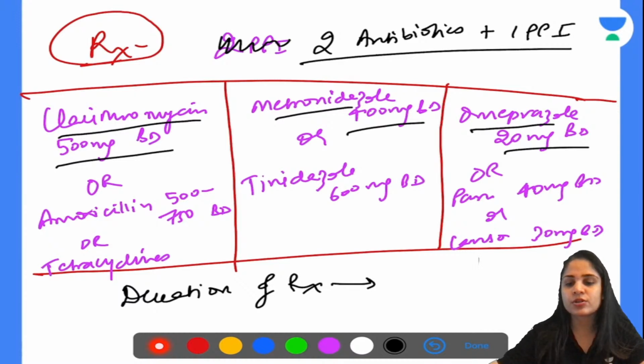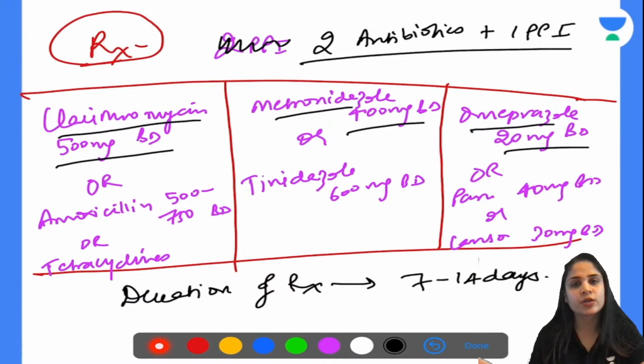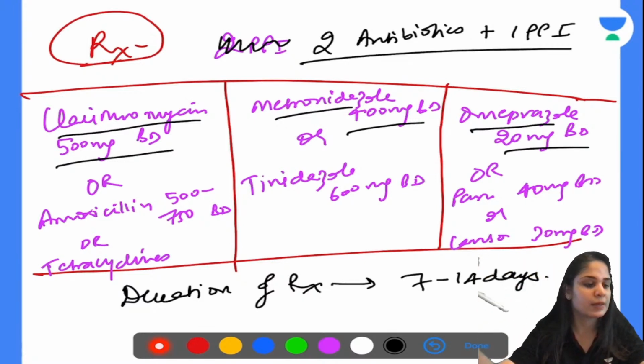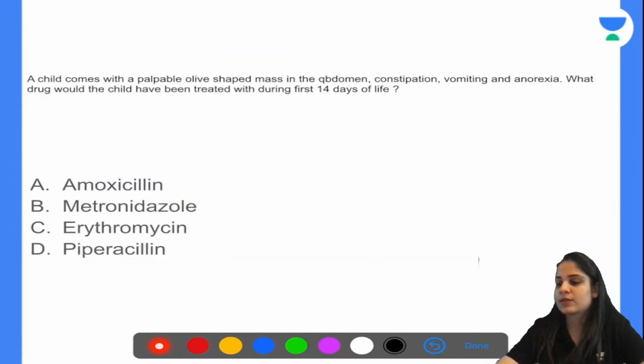Okay, what is the duration of treatment? Yes, duration of treatment is minimum of 7 to 14 days. And after the 14 days, what do you do? You stop the antibiotics and you continue with the PPIs at least for 1 month. All right. Okay. Now, the next question that we come to. So that was all about H. pylori infection.